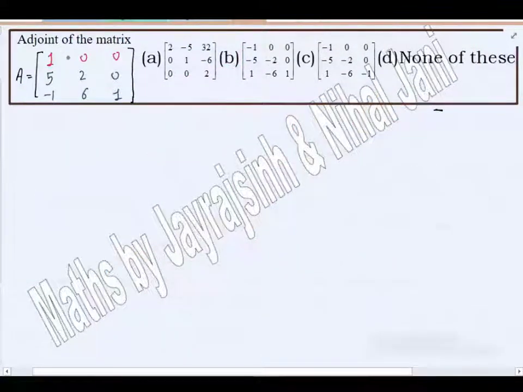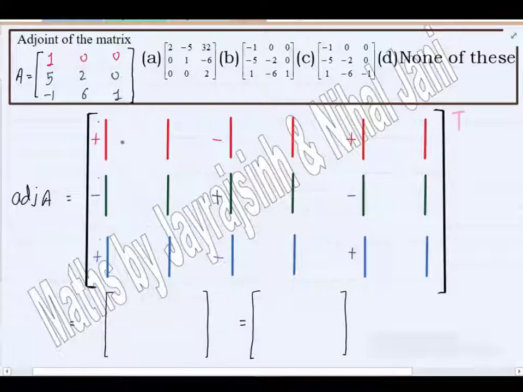Here we have to find the adjoint of the matrix 1, 0, 0, 5, 2, 0, minus 1, 6, 1. And to get the adjoint, let's get our predefined format first. And here it is. Now we just need to get the cofactor for their respective places. For that, the sign is already allotted. We just need to get their minors, right?